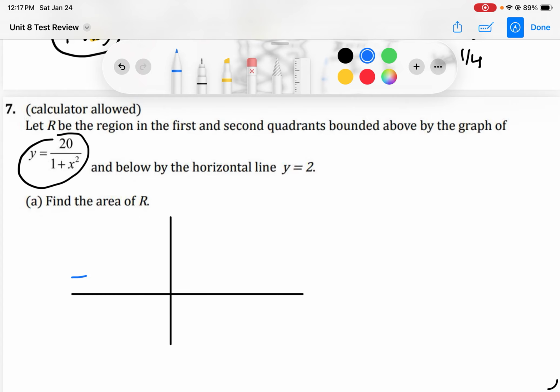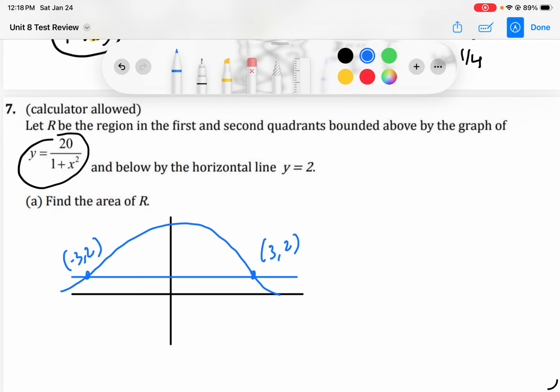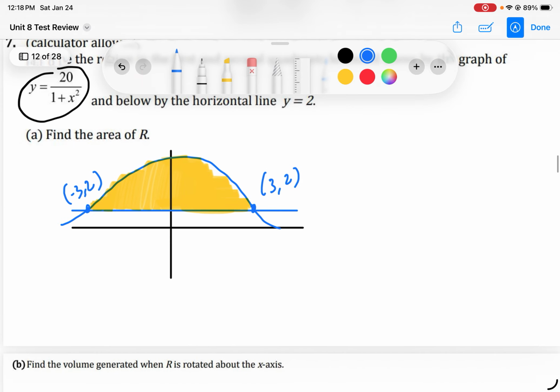So my sketch, this is y equals 2. And then the other graph kind of looks like this. I don't need to know all those points, but it might be good to know these points are (3, 2) and (-3, 2). Find the area bounded above by that curve and below by y equals 2. So that region right there. It's supposed to look more symmetrical. Find the area of that region.